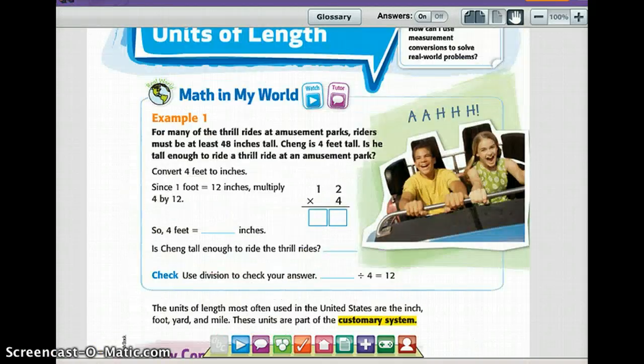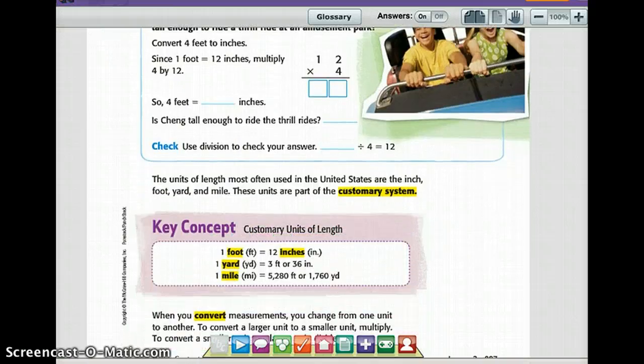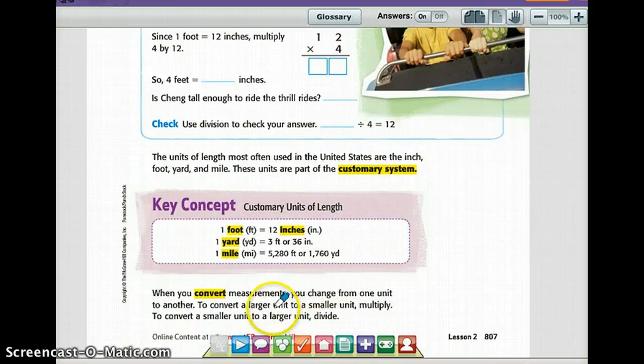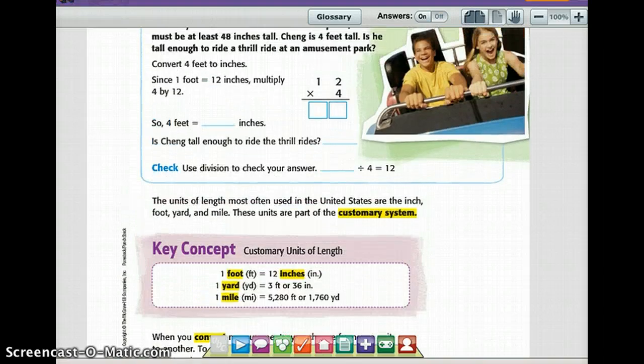Alright, I'm going to look at this example to see it in action. It says that riders must be 48 inches tall for this ride, and Chang is 4 feet tall. Is he tall enough? So we are trying to convert 4 feet to inches. Remember, feet is larger than an inch, so we're going larger to smaller, so we need to multiply our numbers.